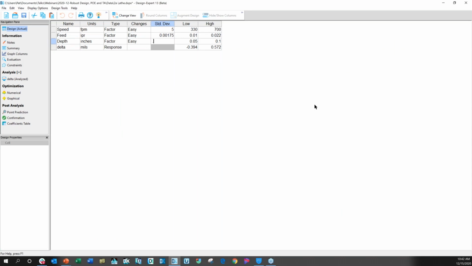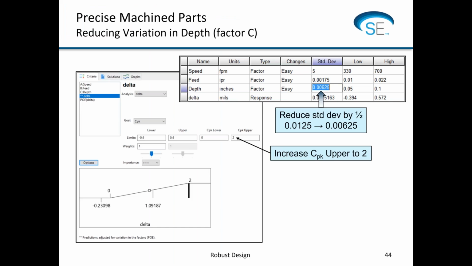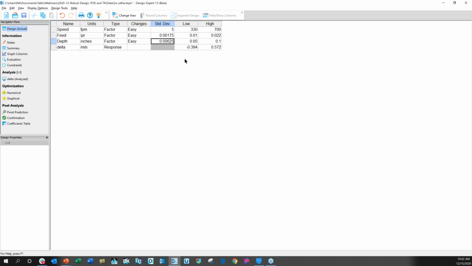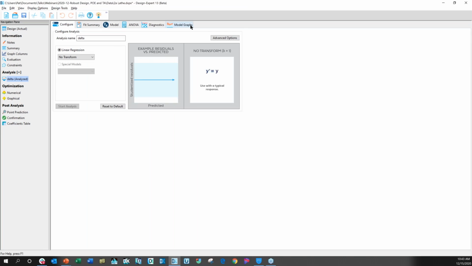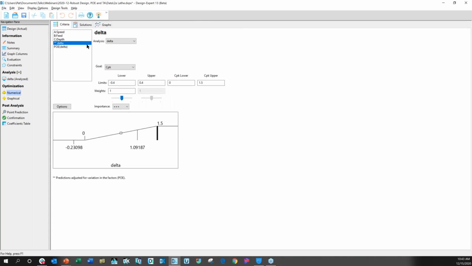So that would be 0.00625, was it? Yeah, 0.00625. Okay, so I just changed that. So I'm going to have less variation in there. Now I could go in here. Well, I don't have to go in here. I can go to the numerical optimization.